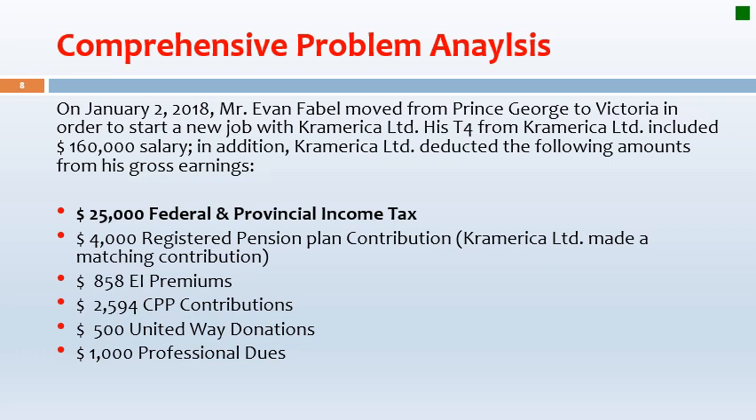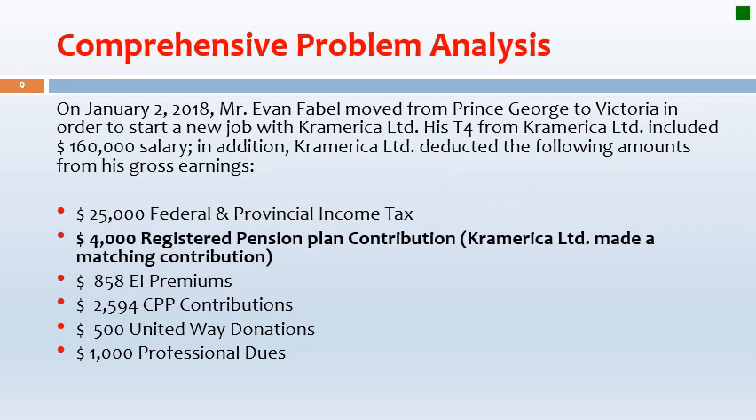Speaking of deductions, Cramerica deducted the following amounts from his gross earnings. Let's start with income tax. This is not a permitted deduction from Evan's net income, so we don't include or deduct it in our answer. It has no effect. All this does is represent amounts that have been remitted to the government on Evan's behalf. It's essentially income tax that he paid throughout the year.